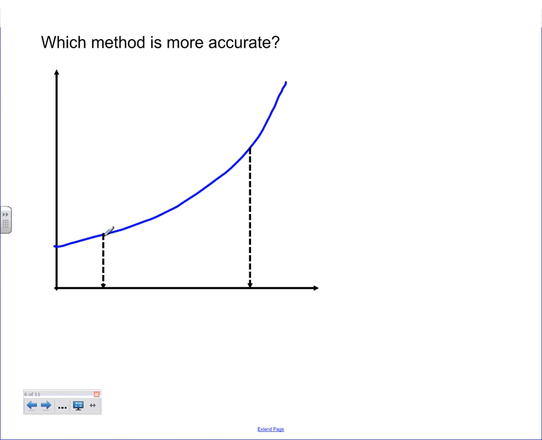So the question is, which is more accurate? Which one is more accurate, left, right, midpoint, or trapezoid? And the answer is, it depends. What does it depend on?